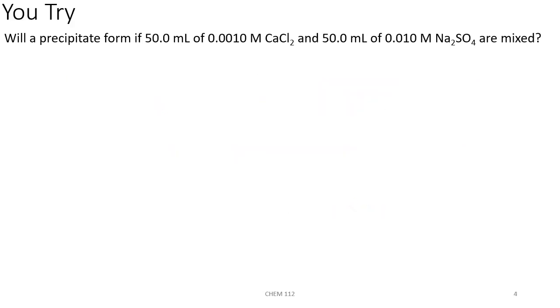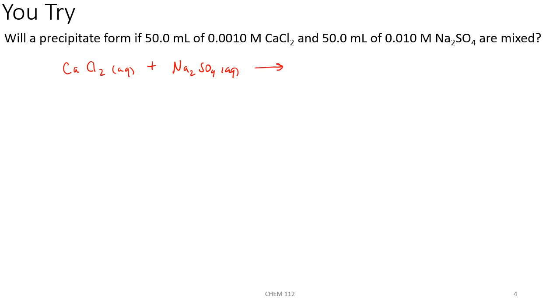Let's try another example. Will a precipitate form if 50 milliliters of 0.0010 molar calcium chloride and 50 milliliters of 0.010 molar sodium sulfate are mixed? First, let's write our overall reaction. We have calcium chloride plus sodium sulfate.